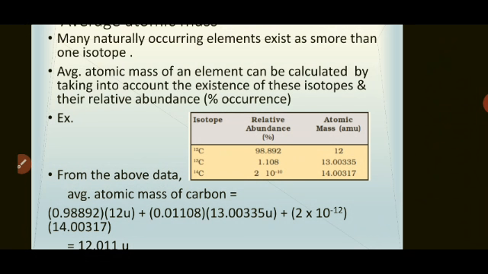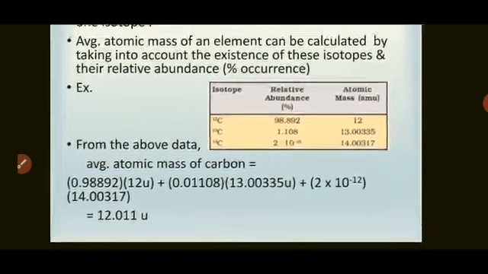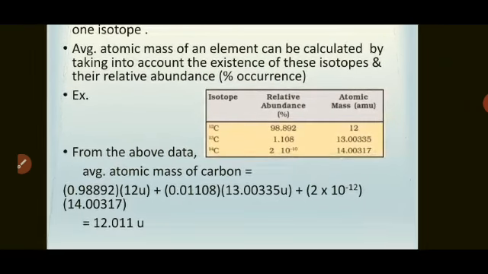Now percentage means related to 100. So out of 100, 98.892 is considered as gram. So gram into atomic mass unit, and this is how we calculate for all the isotopes and divide by 3. Okay, we'll get the average atomic mass. So this is how the average atomic mass is calculated.